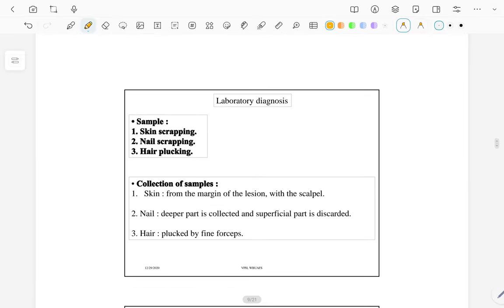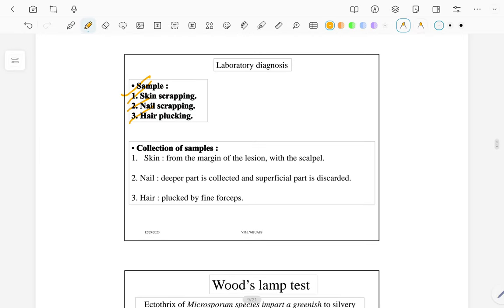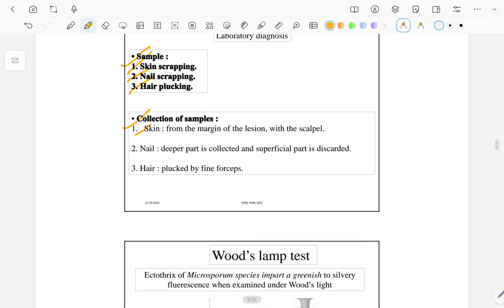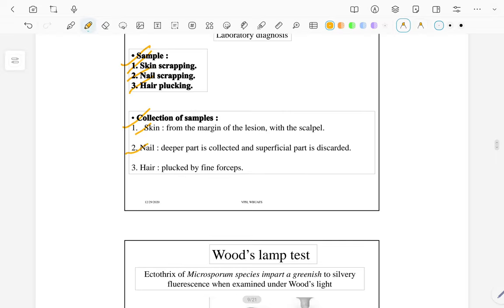Laboratory diagnosis: skin scraping, nail scraping, hair plucking. Skin samples are collected from the margin of the lesion with a scalpel. The deeper part is collected and the superficial part is discarded. Hair is plucked with fine forceps.